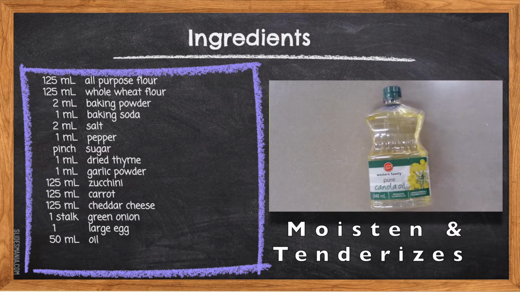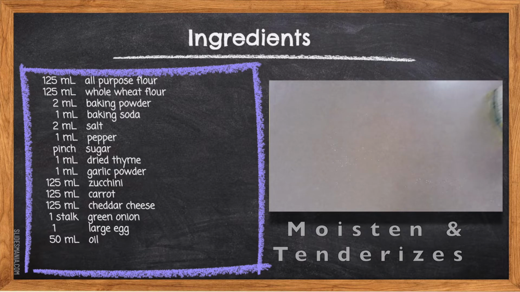50 milliliters of oil. Today we're using canola oil. This will have a tenderizing effect as it interferes with the development of the gluten. This will make our muffins soft.